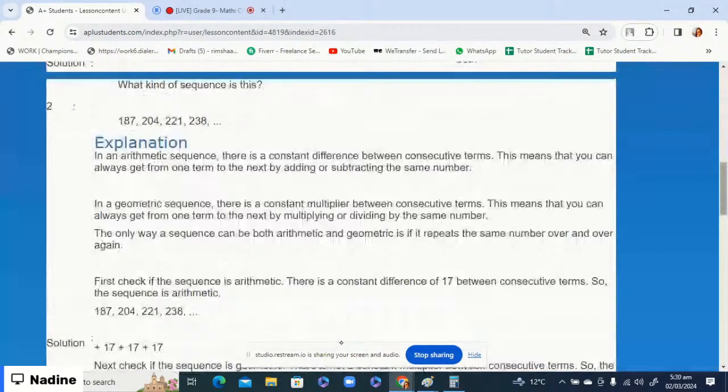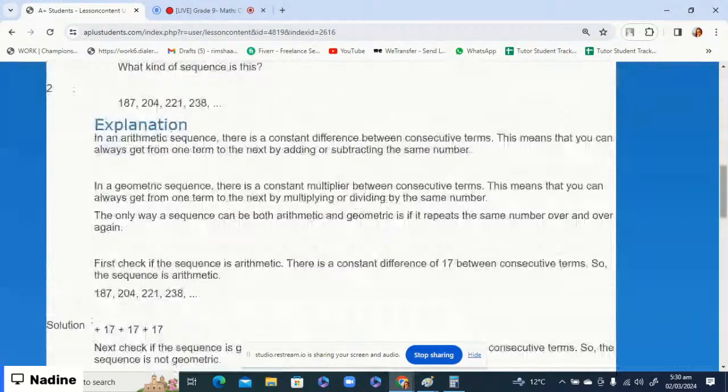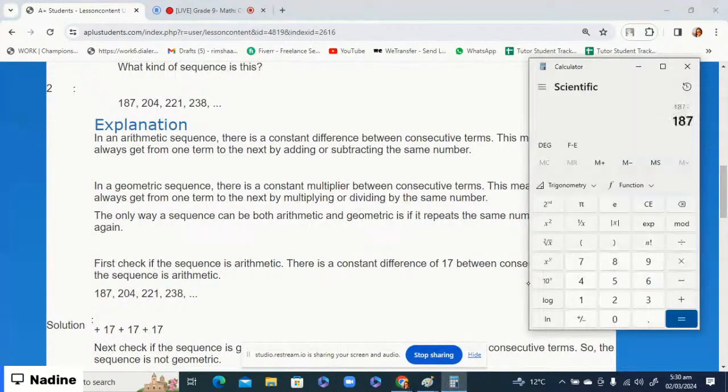What kind of sequence is this? 187, then 204, then 221, then 238. First of all, finding the difference between 187 and 204. Let's check. 187 to 204, it's basically 17. Now let's check 204 and 221. It's again 17. Now 221 to 238, it's again 17. So all the differences are 17.